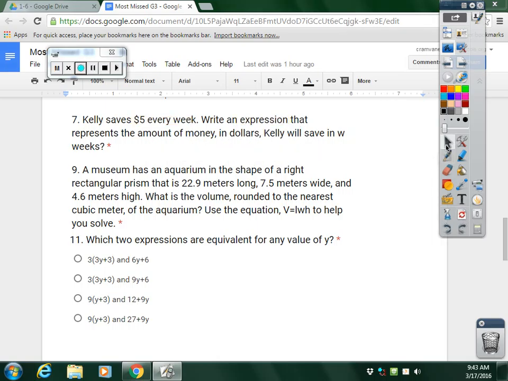Okay? Number 9 is a gimme. This is a gift from the Math Gods. The museum has an aquarium in the shape of a right rectangular prism, 22.9 meters long, 7.5 meters wide, and 4.6 meters high. What's the volume? Rounded to the nearest cubic meter.